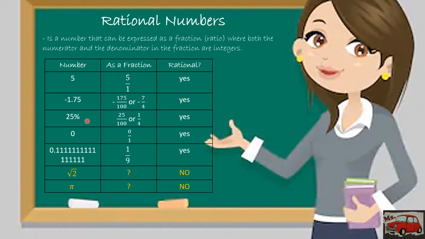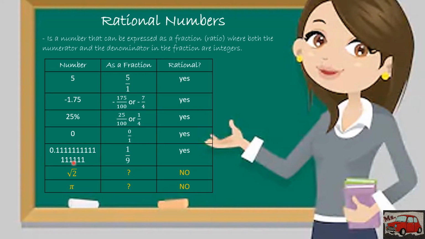Alright, if you are having a hard time converting decimal and percent into fraction, pwede nyong panoorin ulit yung video about yung fraction and decimal para ma-refresh kayo. Okay? Next, we have 0. 0 is an integer. So again, you can turn that into fraction and ang denominator ay 1. So yes, 0 is a rational number because you can turn that into fraction, and both numerator and denominator are integers.